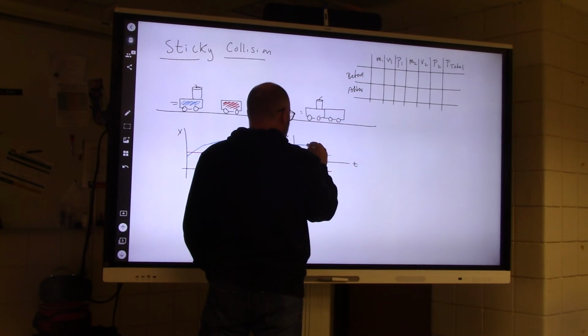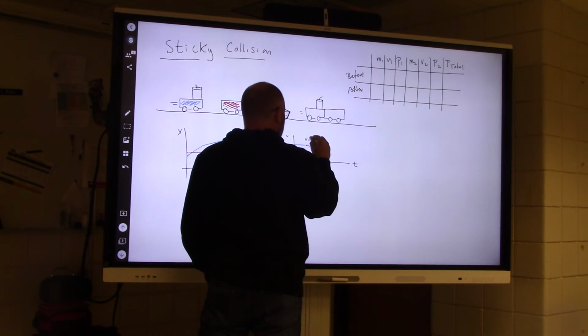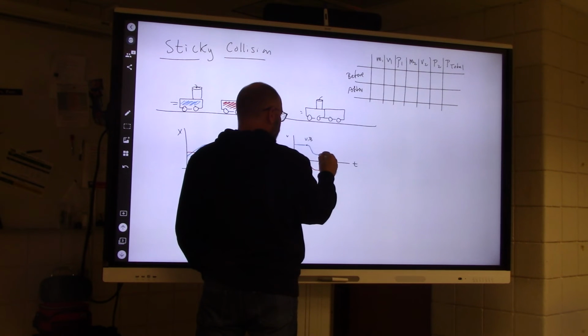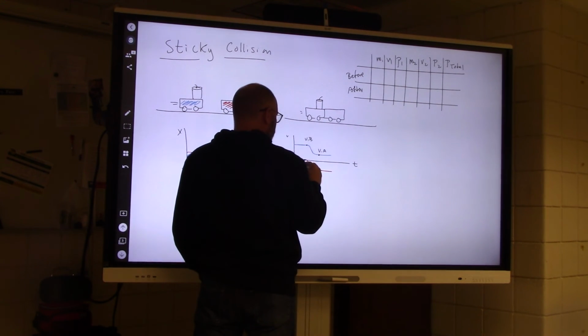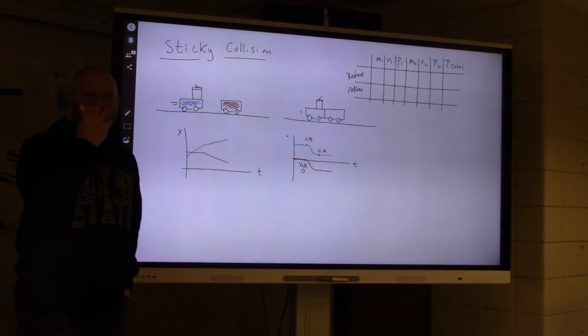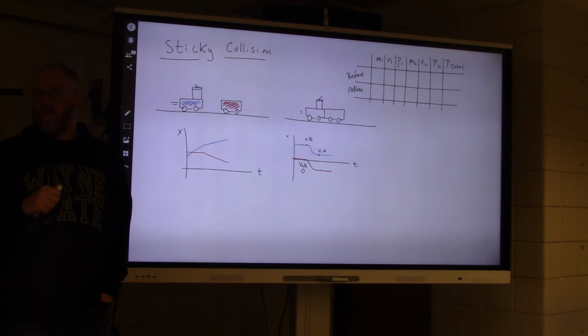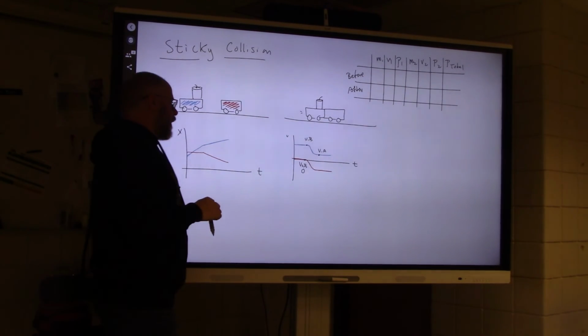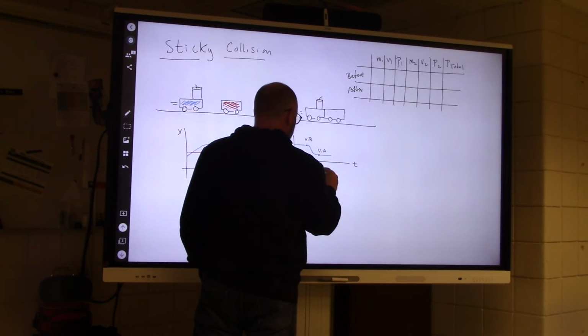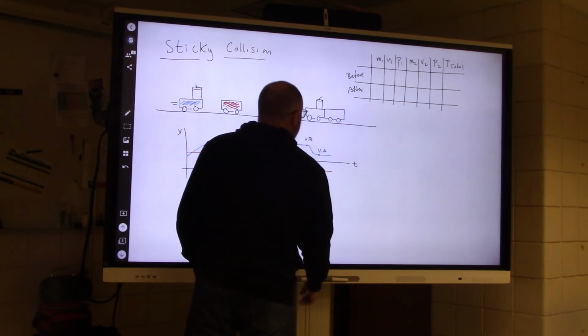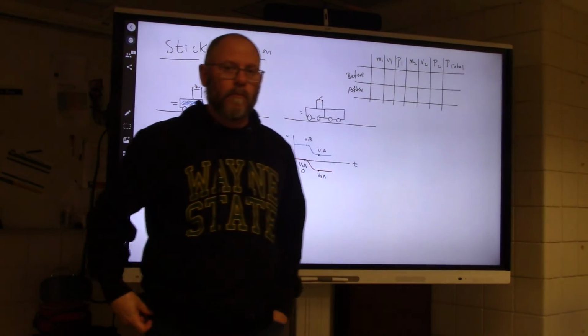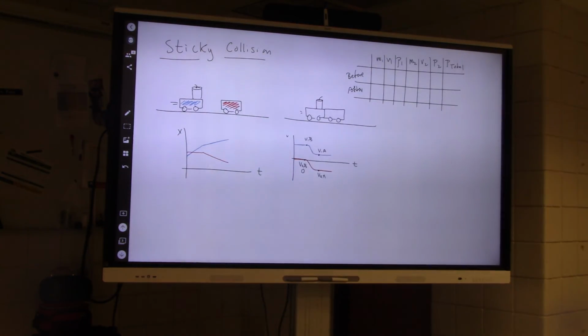This is the velocity 1 before. This is velocity 1 after. This is velocity 2 before, which is equal to 0, because that car is at rest. True? And then this would be velocity 2 after. Is that cool? You guys know what to do?